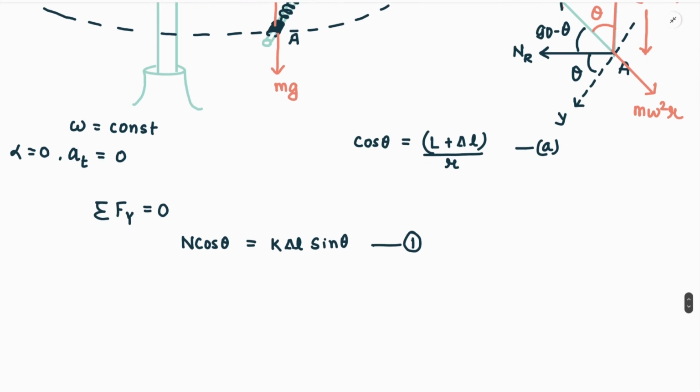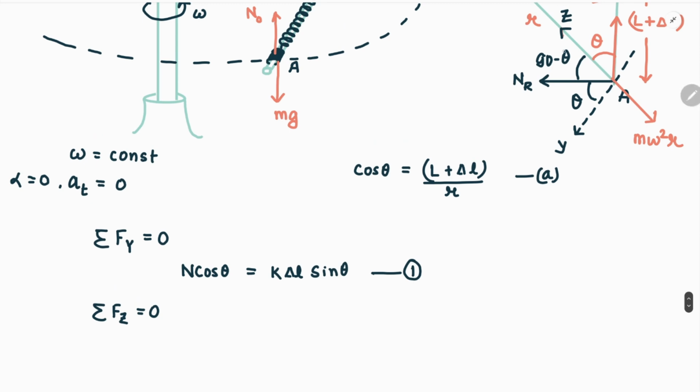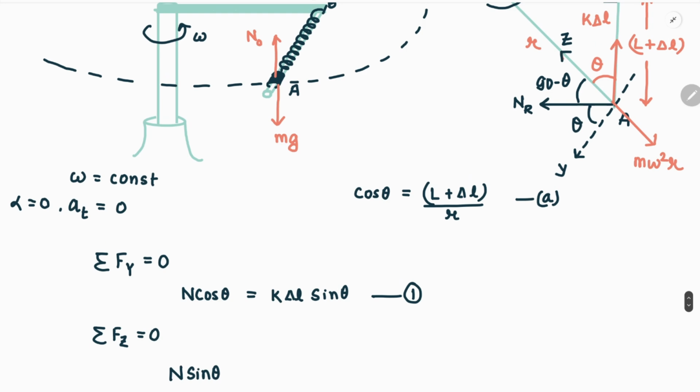So this is the first force equation that we have in the y direction. And now in the z direction, if we write summation of force in the z direction equated to 0, then we have a component of normal reaction force. The normal reaction force is NR cos 90 minus theta, this is NR sin theta. We are writing NR as N over here. And the component of spring force is k delta L cos theta, and both these forces are equated to m omega square r.